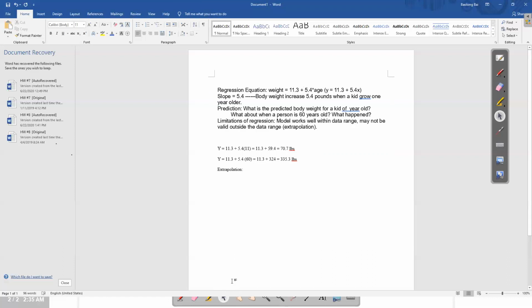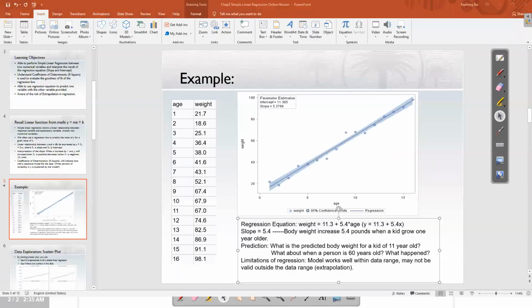So what does extrapolation mean? Let's think about the process we just did. We only collected data from 1-year-old up to 16-year-old, and the trend is pretty good, right? And we found a very good, very strong linear relationship, right?